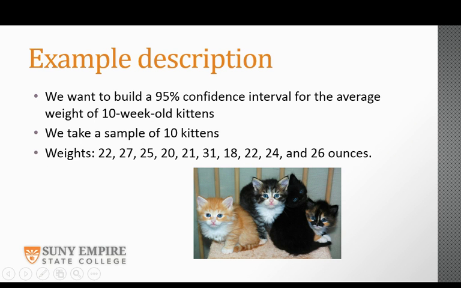Suppose we are curious to know the average weight of 10-week-old kittens. We want to build a 95% confidence interval for this population mean. To set up this confidence interval, we take a sample of 10 10-week-old kittens and weigh them. We find the weights to be 22, 27, 25, 20, 21, 31, 18, 22, 24, and 26 ounces.